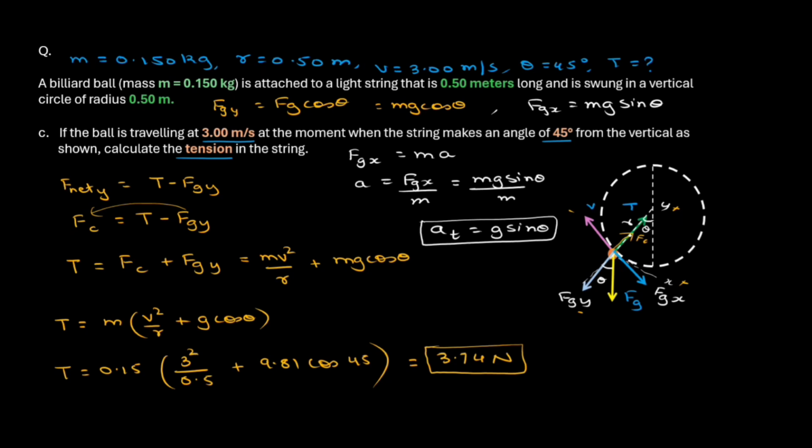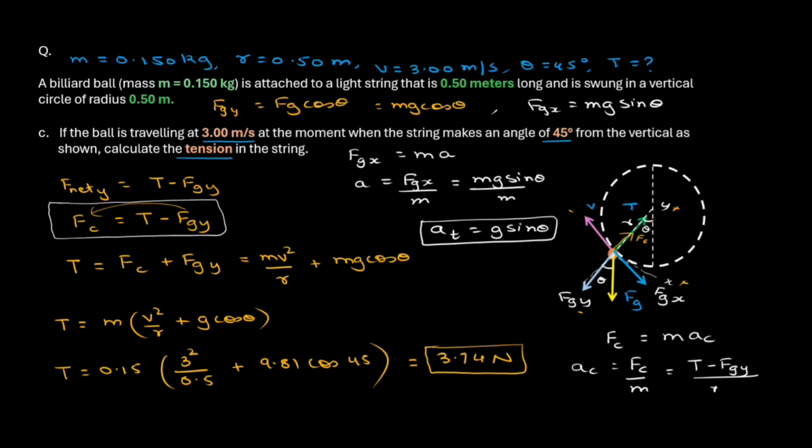The same thing you can do to find centripetal acceleration. By using the equation of net force along the y-axis, we found centripetal force to be equal to this. Once you know centripetal force Fc, you can find acceleration by using the definition Fc equals m times ac, and ac will be equal to Fc over m. So whatever Fc you have here, T minus Fgy, you can find acceleration by dividing it by mass m.